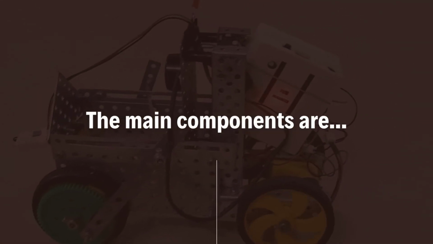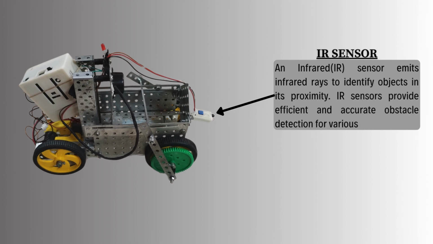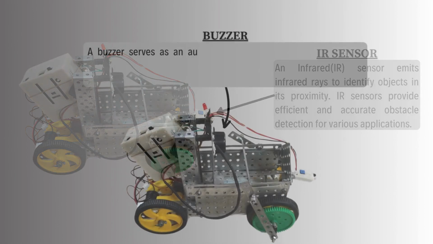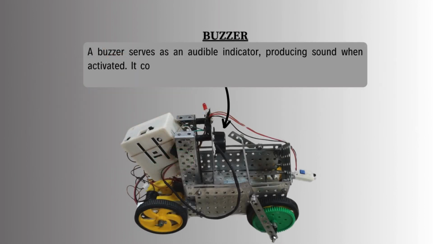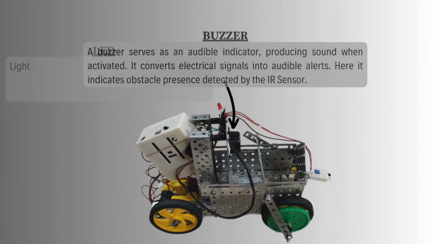The main components we used are IR sensor. An infrared IR sensor emits infrared rays to identify objects in its proximity. Buzzer. It serves as an audible indicator, producing sound when activated. Here it indicates obstacle presence detected by the IR sensor.